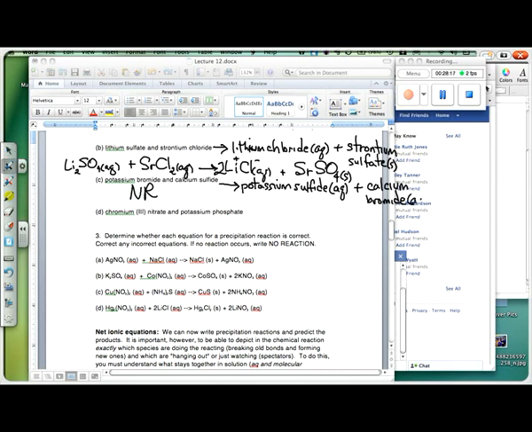So when both of your products are aqueous, you should write no reaction because no reaction happened. You've made nothing that is new. You still have the same 4 ions floating around in solution that you had before. Okay. I'm going to go ahead and scroll a little bit. Give me just a little more room for D.